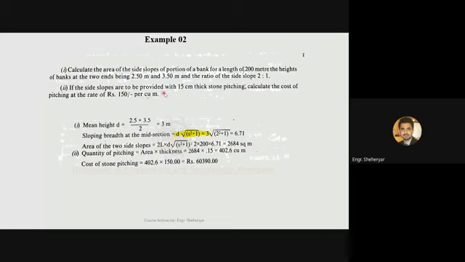Now it is asking that if I want to do the stone pitching having a thickness of 15 centimeter, what will be the cost? If the cost per cubic meter is 150, so simply multiply this area 2684 with this thickness, which is 0.15 in meters. So 0.15 into 2684, this will give you the volume of stone pitching, and multiply it with the unit cost, which is 150 rupees per cubic meter, and you'll get the total cost of the stone pitching.